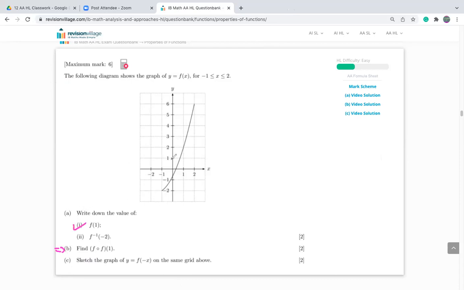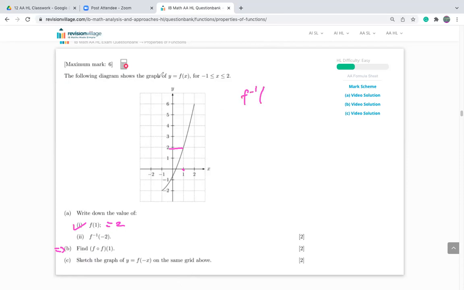So f of 1, when I find out, from the graph, if you read, at x equals 1, my y value is 2. So f of 1 is straight away 2. Now, next up is f inverse of negative 2. So f inverse of negative 2.